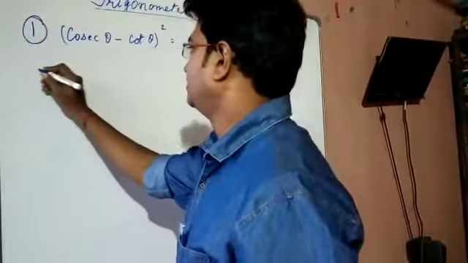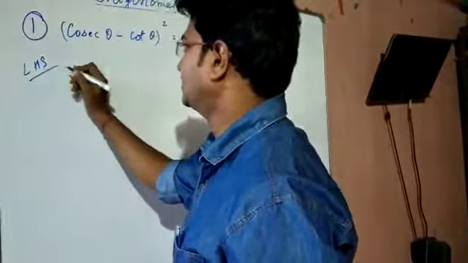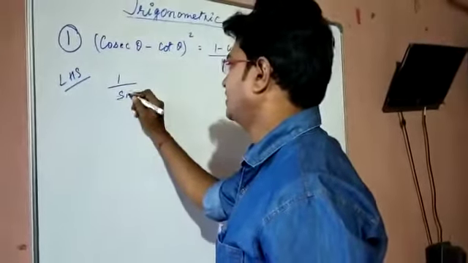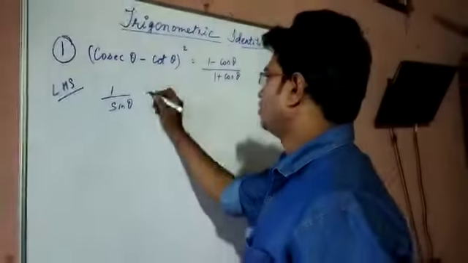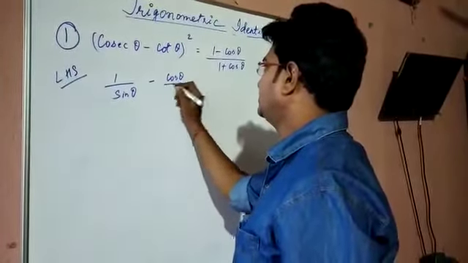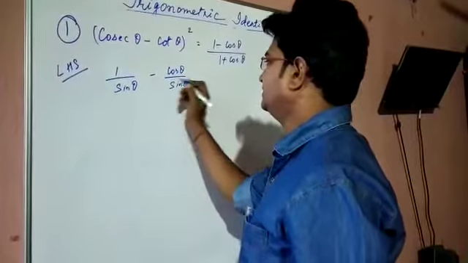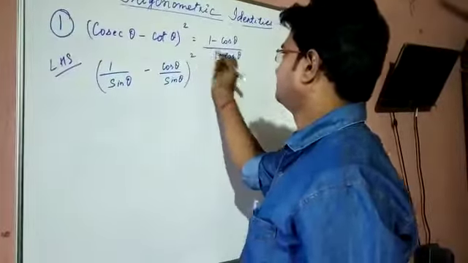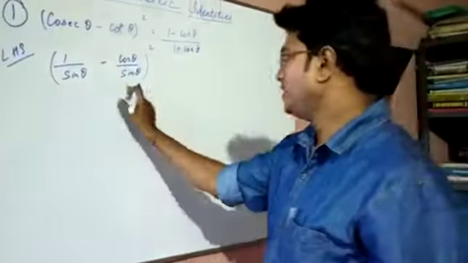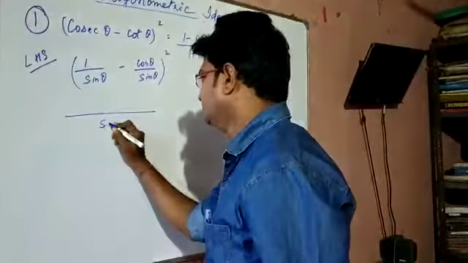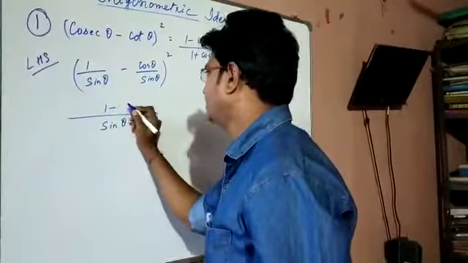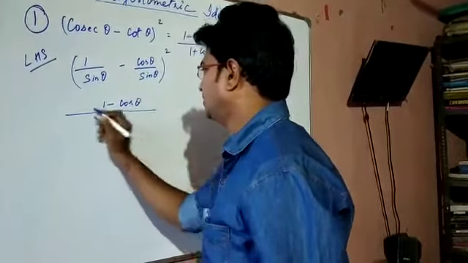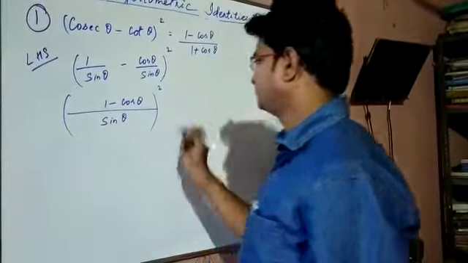Cosec theta. So I am proceeding with the left hand side. Cosec theta we can write as 1 by sin theta. Cot theta is cos theta by sin theta. Since the denominator is the same, we will take LCM. So your LCM is sin theta, and in the numerator you are getting (1 minus cos theta) whole square.